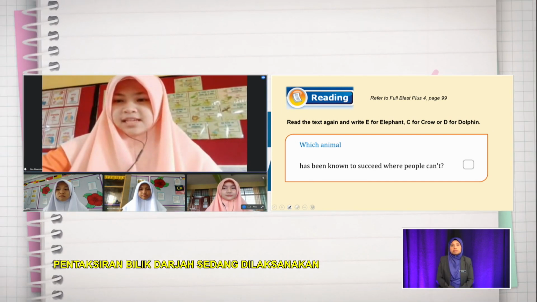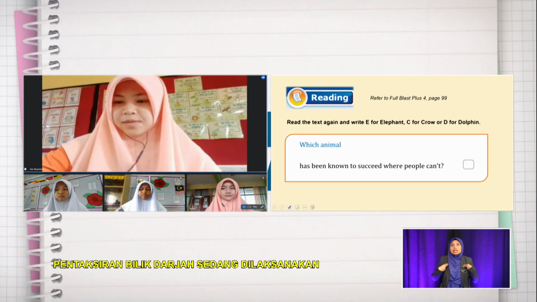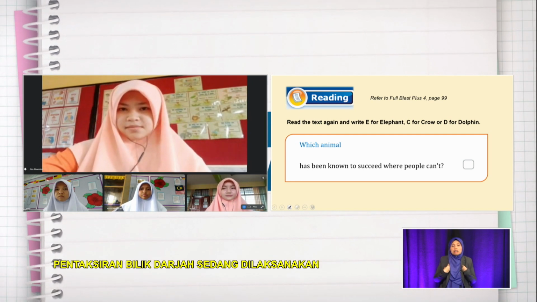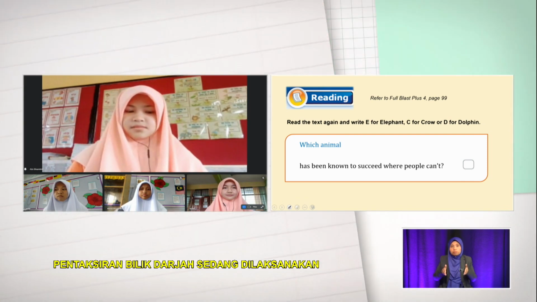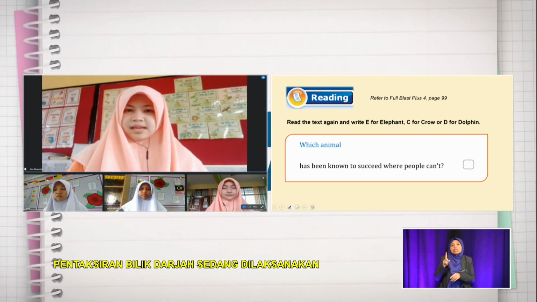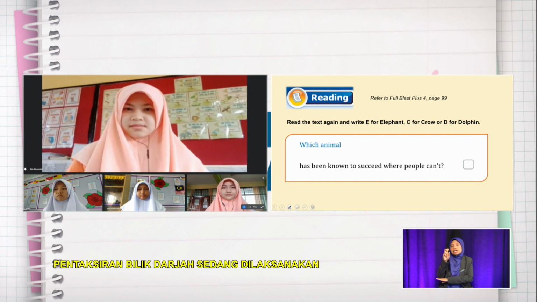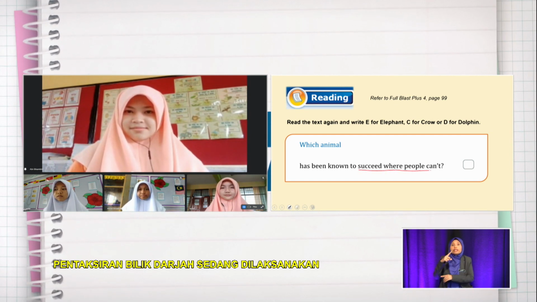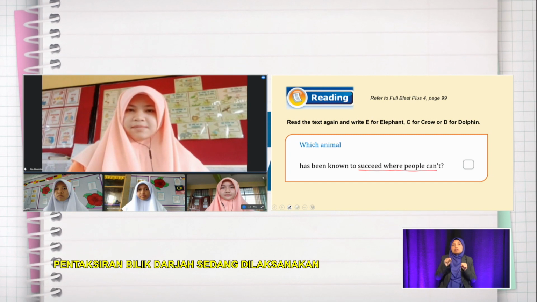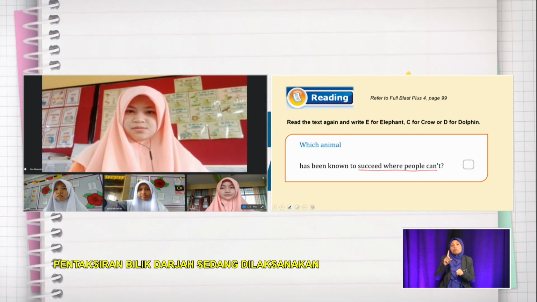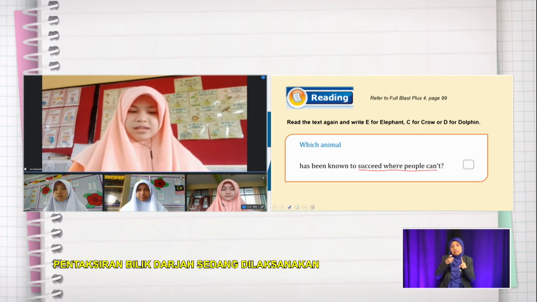Which animal has been known to succeed where people can't? Okay, can you please identify the keyword from the question? Succeed where people can't. Okay, can you please identify the similar keywords from the reading text? Accomplish something that human had not been able to. From which text is that? It is in the text Dolphin to the Rescue.